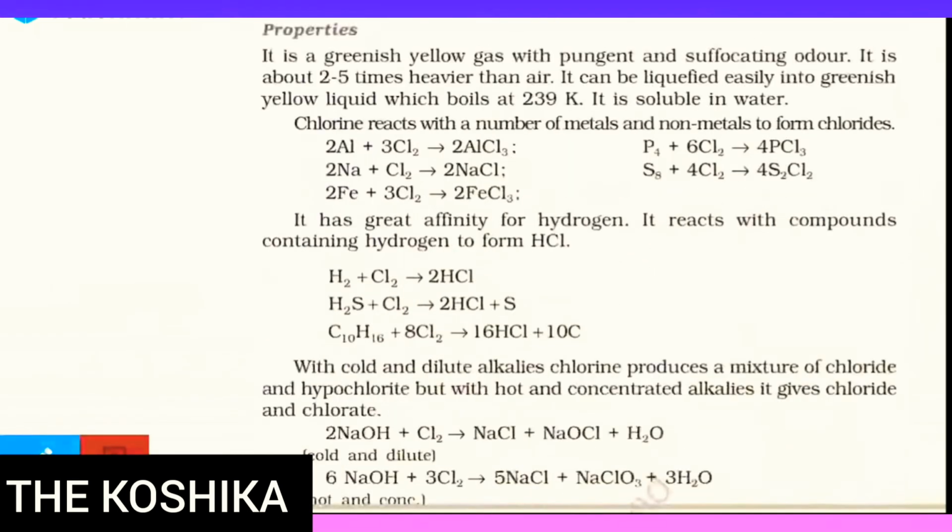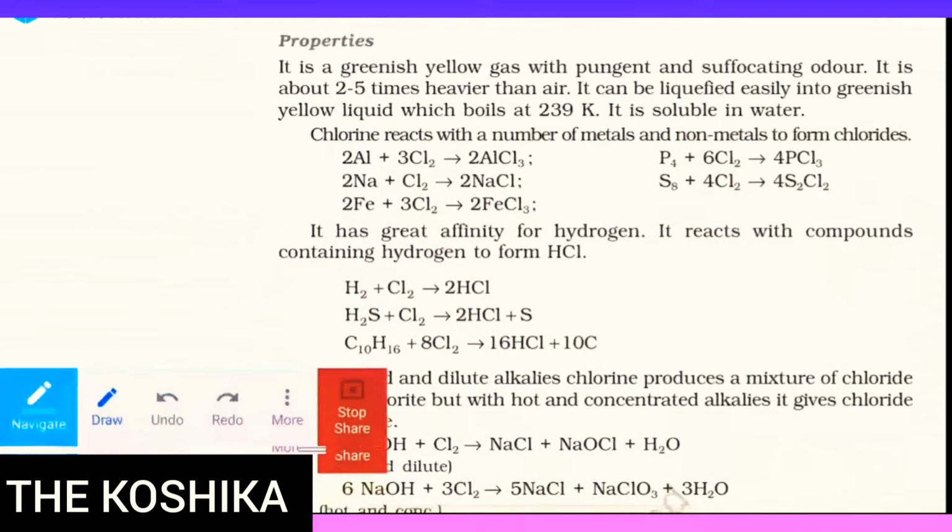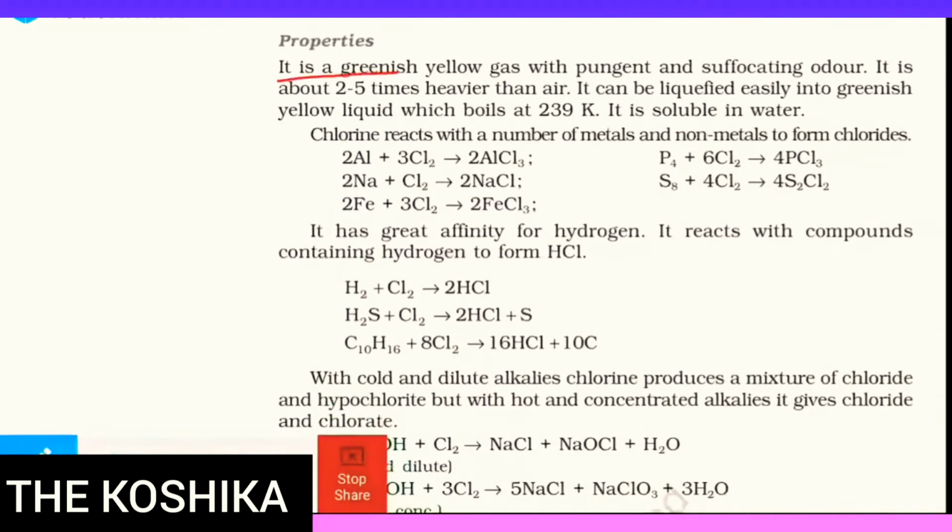Now we are moving to the properties. As the name suggests, it is a greenish yellow gas with pungent and suffocating odor. It is about 2.5 times heavier than the air. It can be liquefied easily into greenish yellow liquid, which boils at 239 Kelvin. It is soluble in water. Is it clear? Chlorine reacts with a number of metals and non-metals to form chlorides.